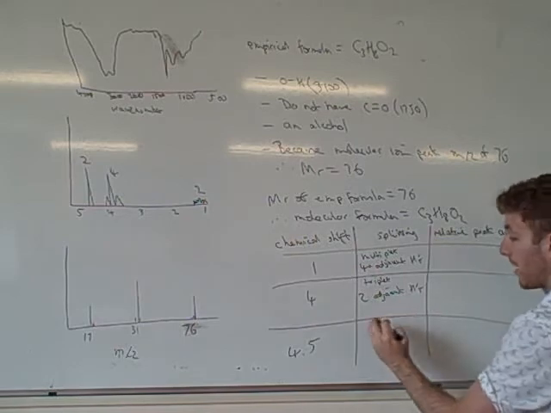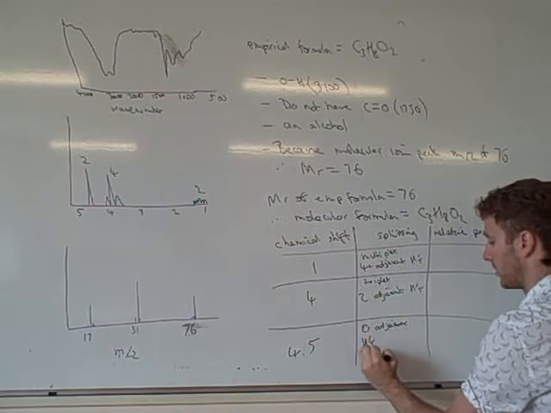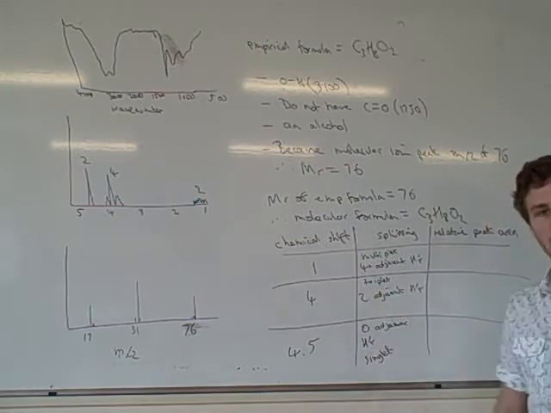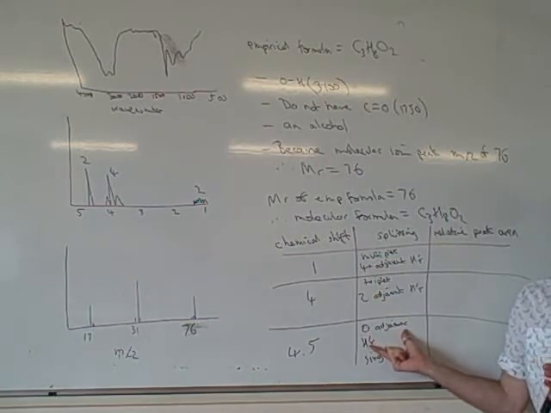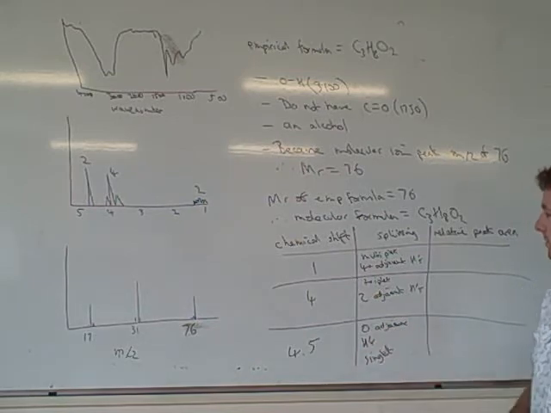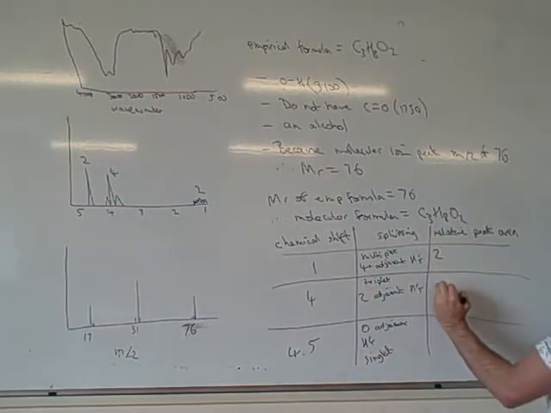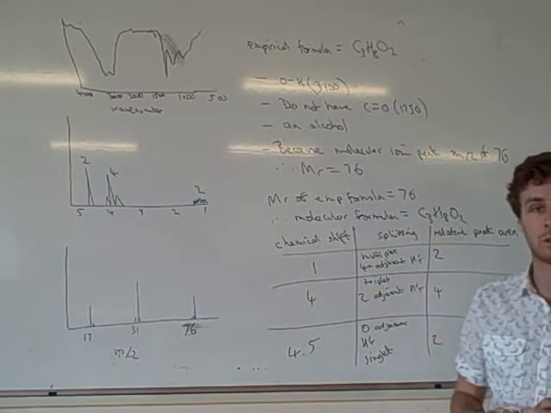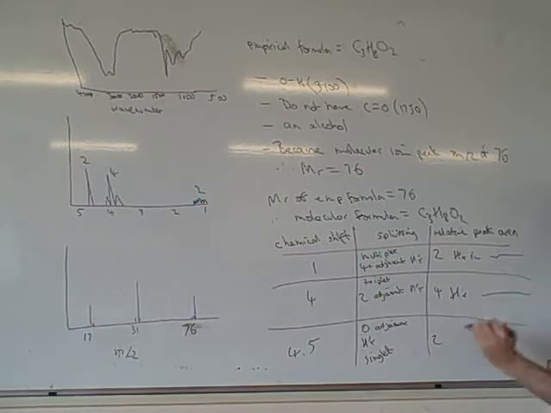And for 4.5, I have a singlet, so I have 0 adjacent hydrogens. With 0 adjacent hydrogens, also, if it's an OH hydrogen, remember that will never get split. So 0 adjacent hydrogens, or it's an OH hydrogen. Relative peak area, I've just written that above. Sometimes it'll be in a table. We've just got 2, 4, and 2, and that just tells us the number of hydrogens in that environment. So I have 2 H's in the environment, 4 H's in that environment, and 2 H's in that environment.